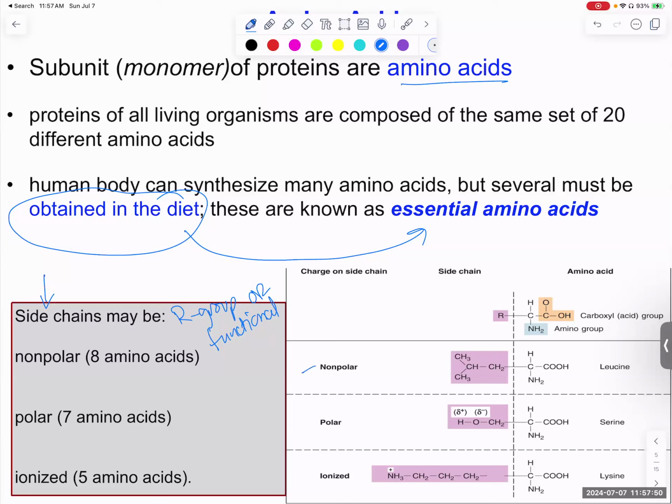Down here is kind of a looking at the R group or side chain or functional group.